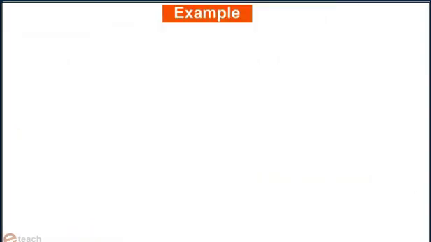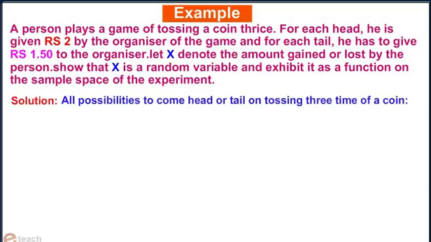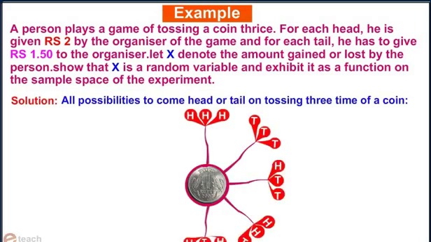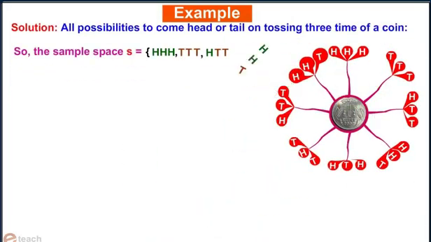Let's take an example. A person plays a game of tossing a coin thrice. For each head, he is given rupees 2 by the organizer of the game, and for each tail, he has to give rupees 1.5 to the organizer. Let X denote the amount gained or lost by the person. Show that X is a random variable and exhibit it as a function on the sample space of the experiment. Solution: you can see all the possibilities shown. So, the sample space S is as shown.